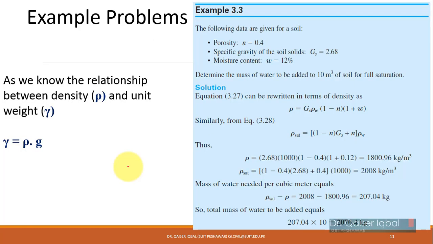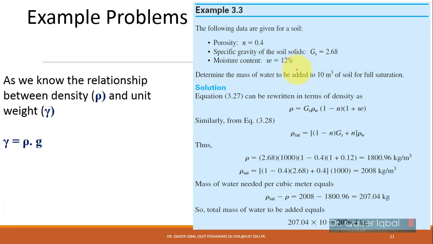Now coming to example problem 3.3. Over here the following data are given for a given soil. The porosity is 0.4. Specific gravity of soil solids GS is 2.68, moisture content is 12%, so there is 12% water. Determine the mass of water to be added to 10 cubic meter of soil for full saturation.